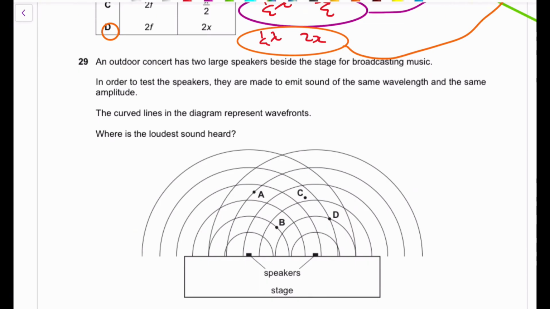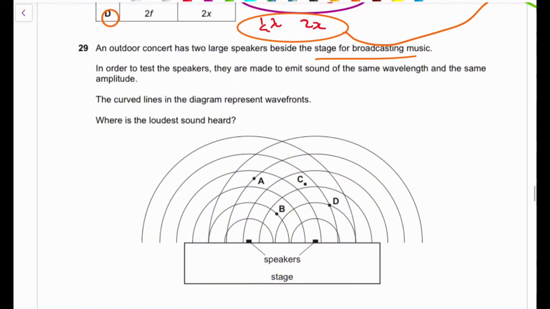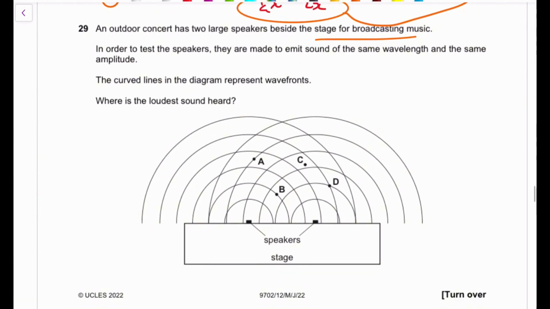Move on to question 29. An outdoor concert has 2 large speakers beside the stage for broadcasting music, okay? In order to test the speakers, they're made to emit sound of the same frequency and the same amplitude. The curved lines represent where the largest sound is heard.